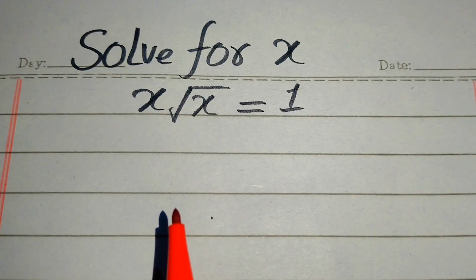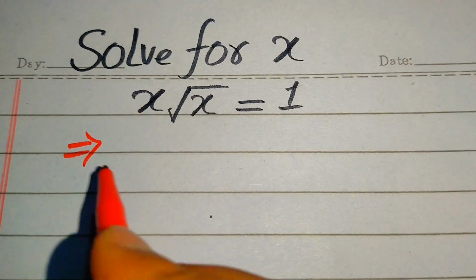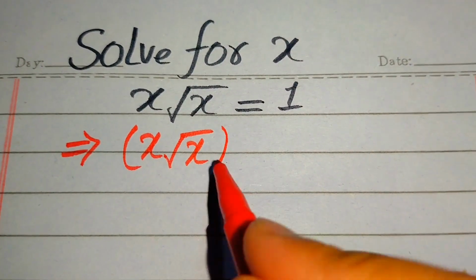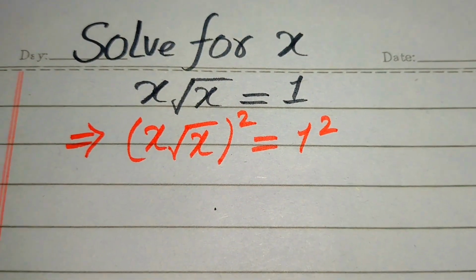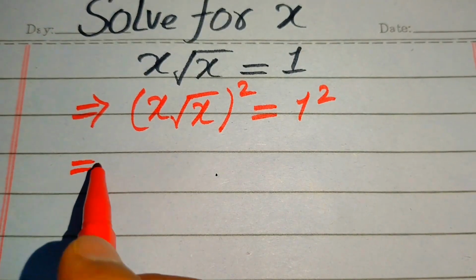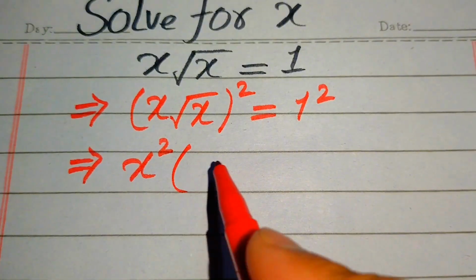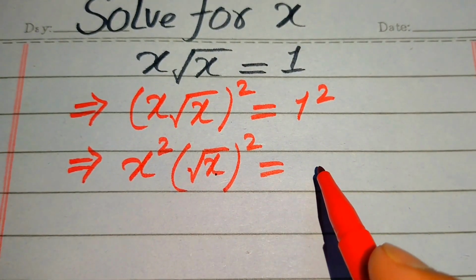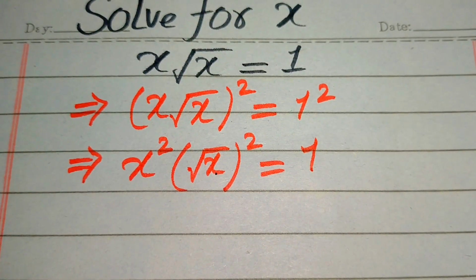Now we move towards the solution of this problem. The very first step is to remove the square root sign, and for this we apply squaring on both sides. So when we take squaring, it is written as x times square root of x, whole squared, is equal to 1 squared. In the next step, we apply the square separately on both values, and we get x squared times the square root of x, whole squared, is equal to 1 squared, and 1 squared becomes 1.